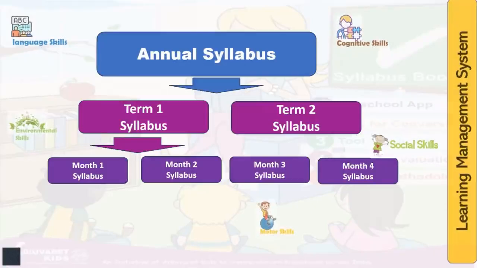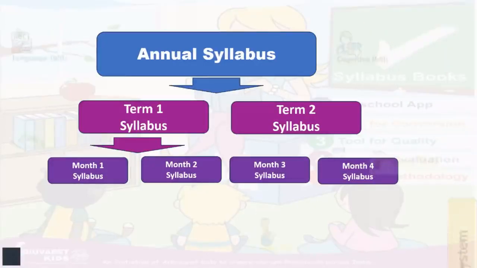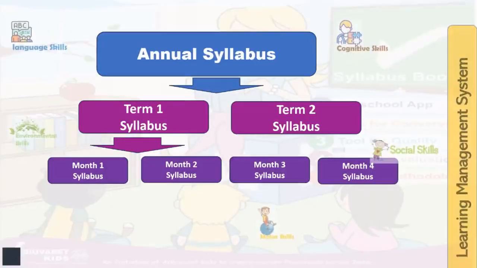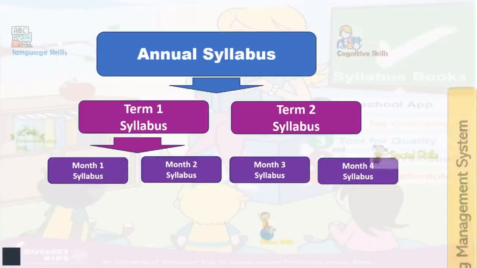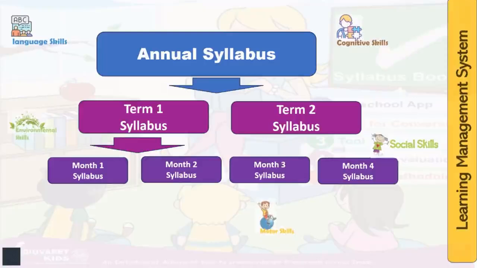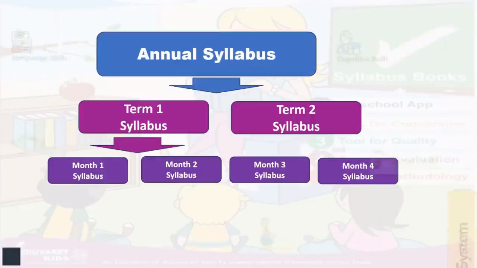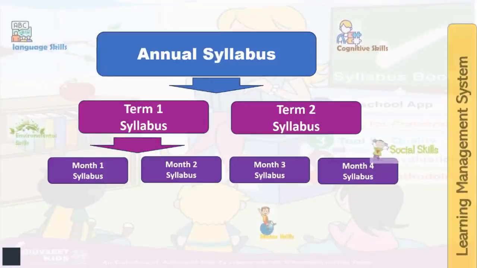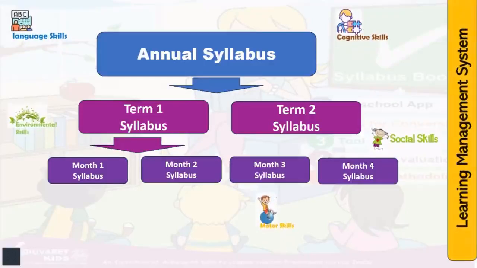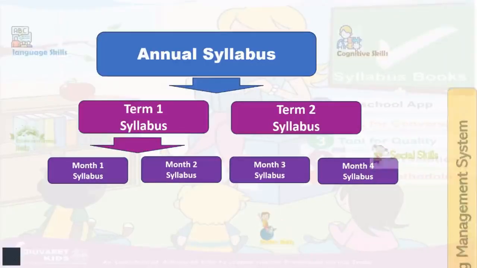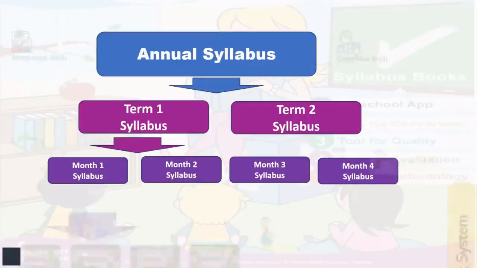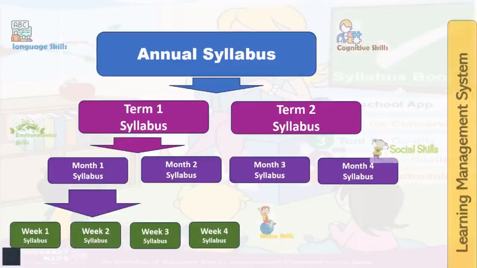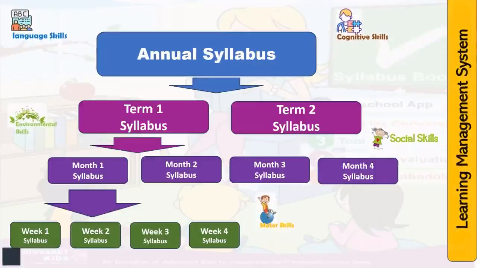So what we are doing here is that the term 1 syllabus is subdivided into 4 equal parts so that the skill building activities or teaching-learning things in the preschool can be well managed. Now, once this is done as a part of the learning management system, each month's syllabus has to be subdivided into 4 weekly syllabi.